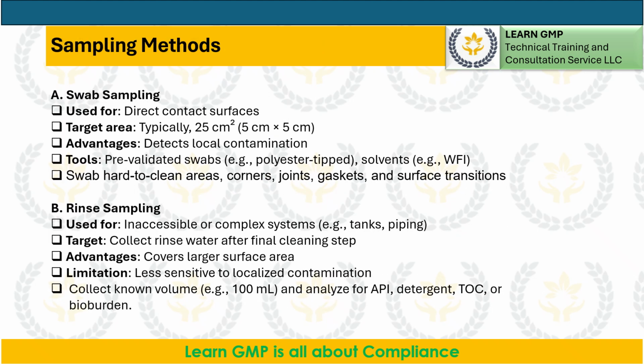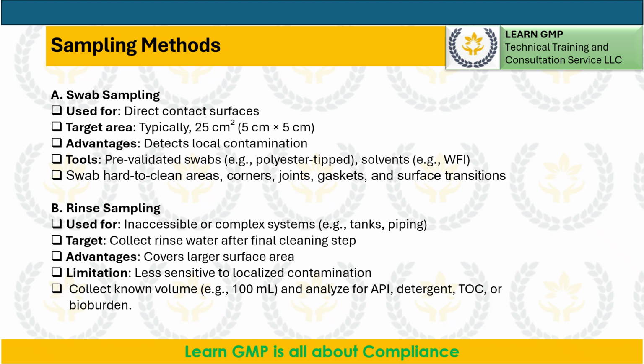Sampling methods. There are normally two types of sampling methods: swab and rinse. Swab sampling is used for direct contact surfaces. Target area, typically 25 square centimeters, 5 centimeters by 5 centimeters. Advantages: detects local contamination. Tools: pre-validated swabs, for example, polyester-tipped. Solvents, for example, WFI. Swab hard-to-clean areas: corners, joints, gaskets, and surface transitions.